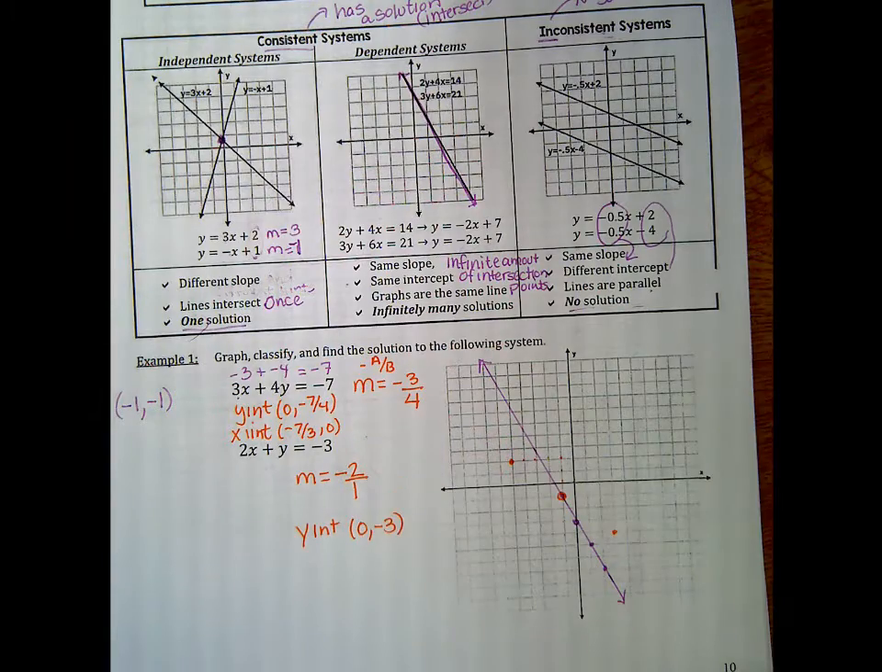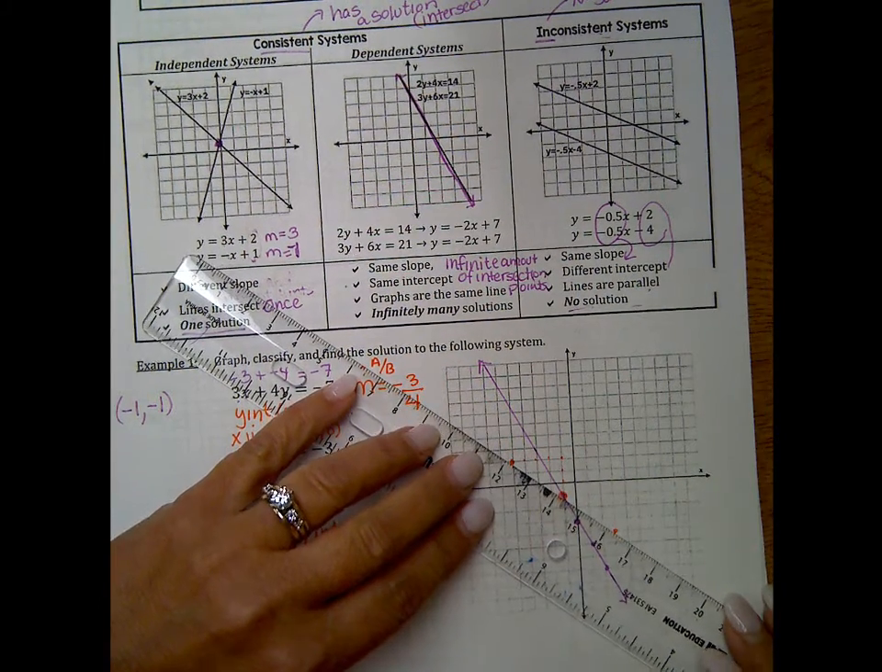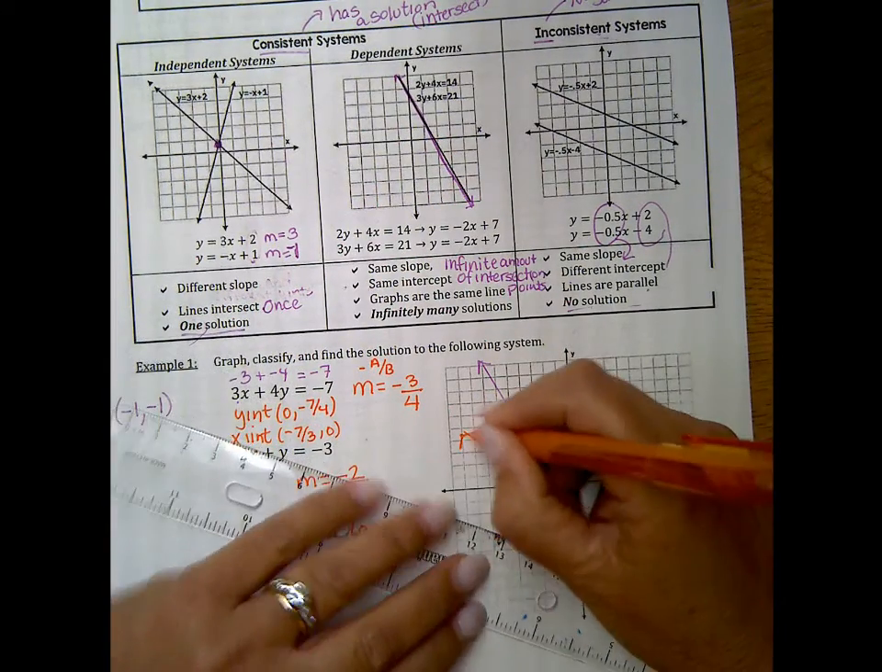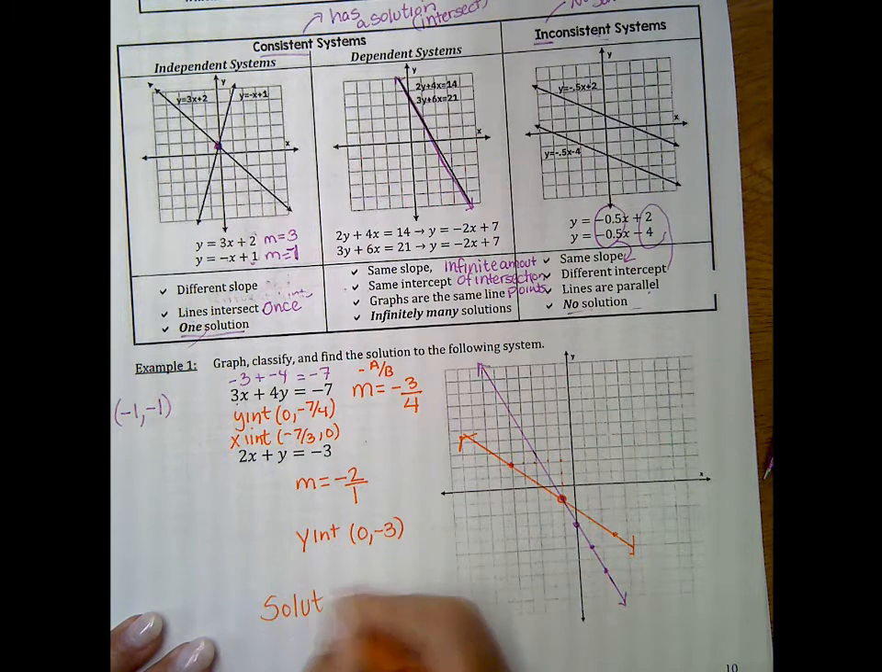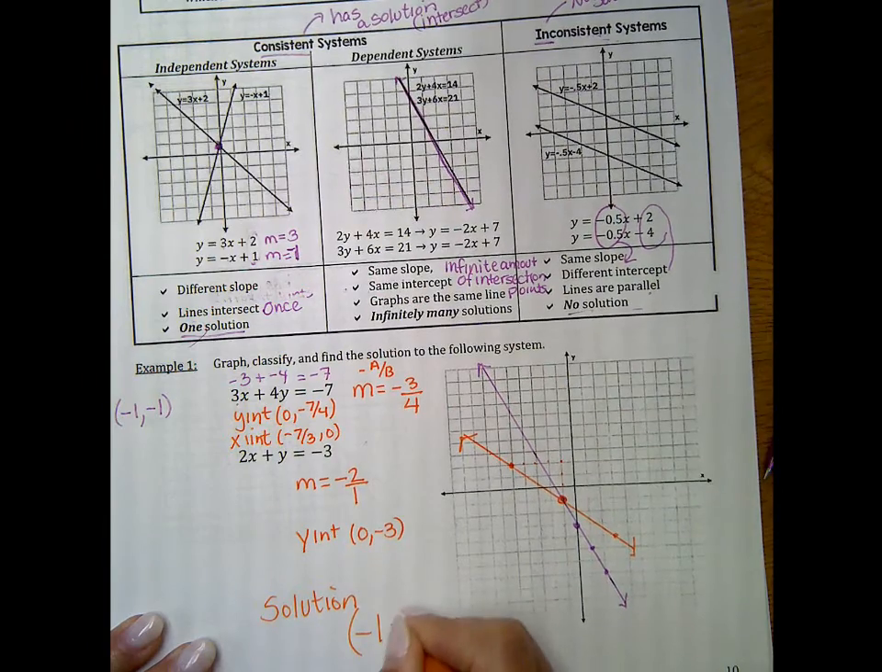Okay, so you want to graph it real carefully. And remember, for systems of equations, we're just trying to find where they're crossing. Make sure you answer the problem with the point where they cross. The solution is the point negative 1, negative 1, where they cross.